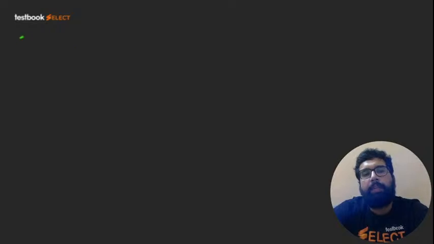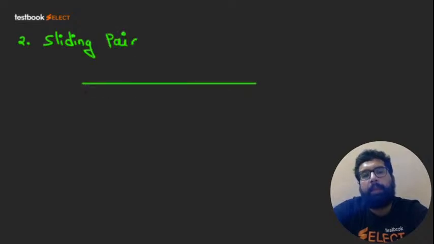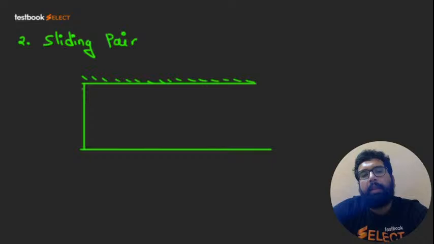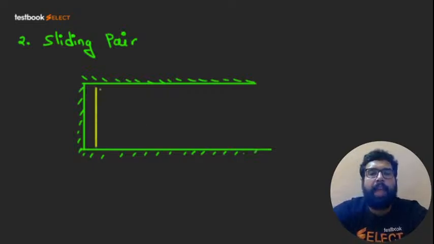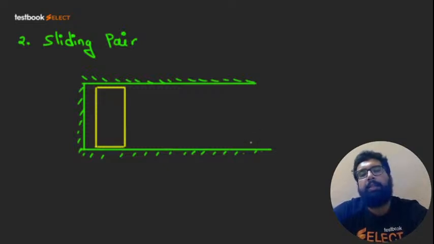Now the second type is sliding pair. So now very obviously, if we have a cylinder like this and we have a piston like this, definitely this piston is sliding inside the cylinder.